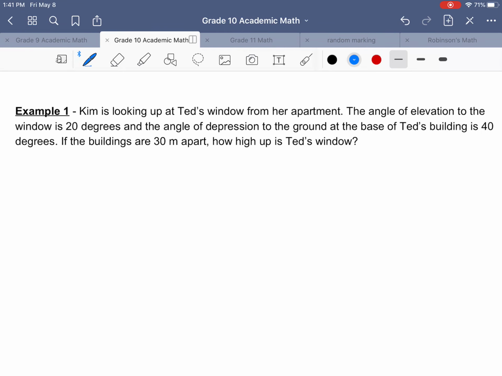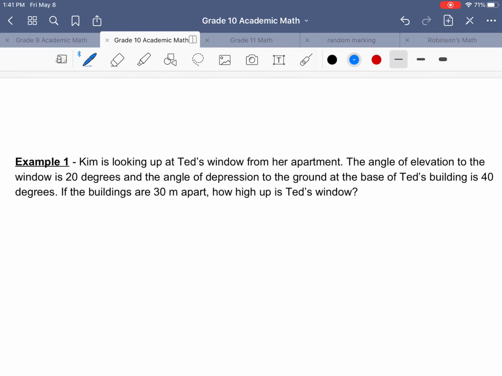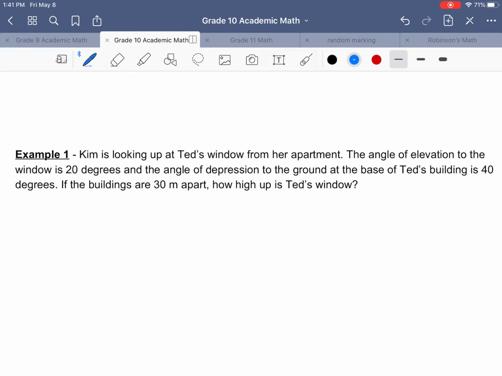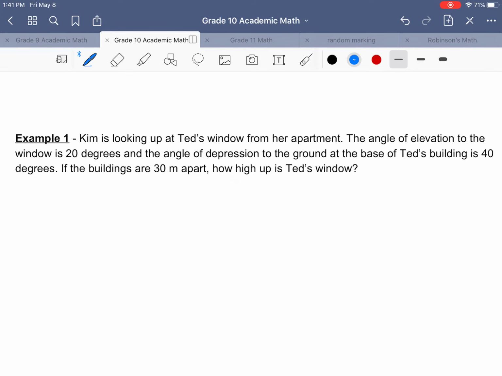In our first example, we have Kim, and she's looking up at Ted's window from her apartment. The angle of elevation to the window is 20 degrees, and the angle of depression to the ground at the base of Ted's building is 40 degrees. If the buildings are 30 meters apart, how high up is Ted's window? So this is a lot of information. We want to break it down.